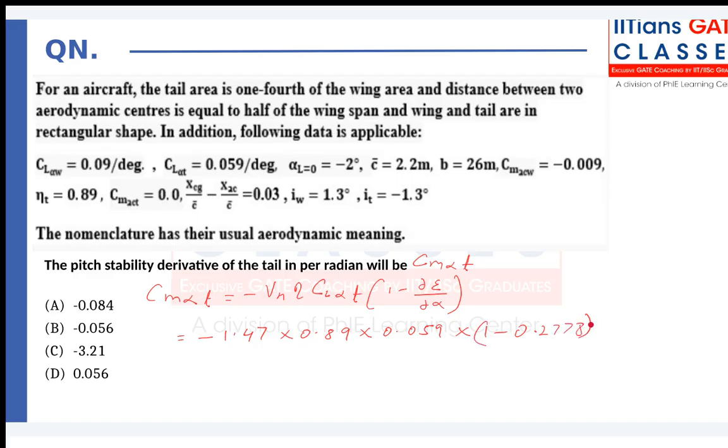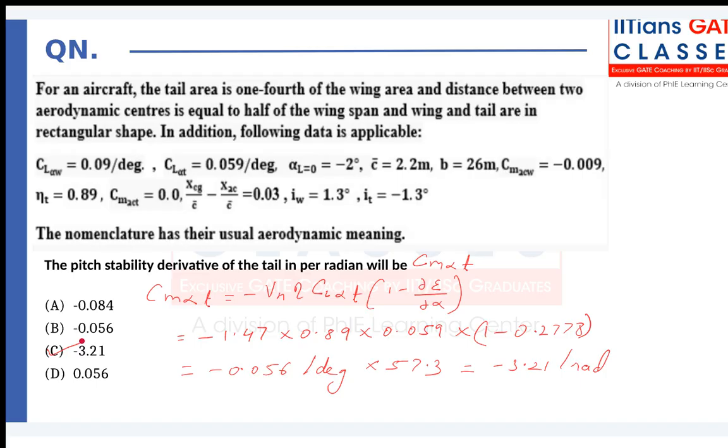Alright, so I'm getting minus 0.056 per degrees, and now we need to multiply it with 57.3 to get minus 3.21 per radians. So the right answer is option C. You need to be very careful when you look at the units. They've asked you in per radians, so the right answer will be minus 3.2.